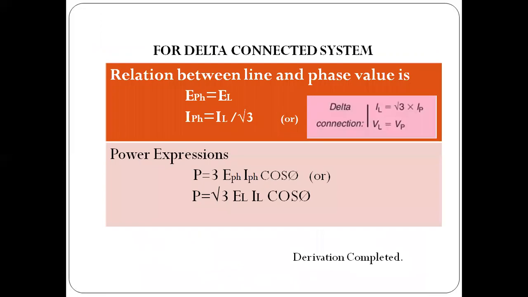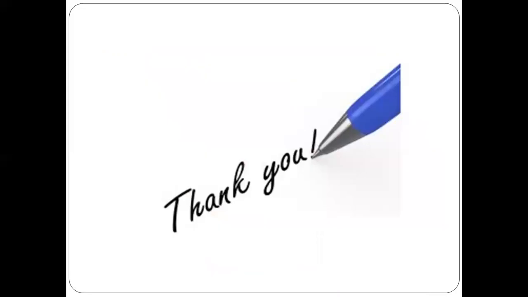Just to summarize, the relation between line and phase values for delta connection is EL is equal to E phase, and I phase is equal to IL by root 3. That's what we have written here. And the power expression, P is equal to 3 E phase I phase cos phi. In terms of line, it is root 3 EL IL cos phi. So with this, we have completed the derivation. Thank you.